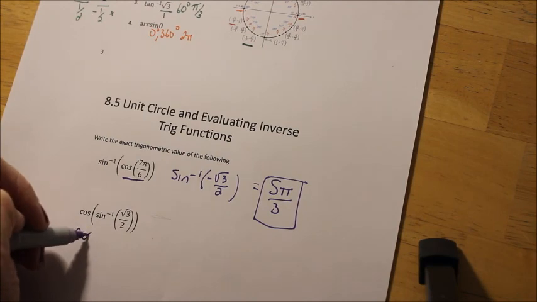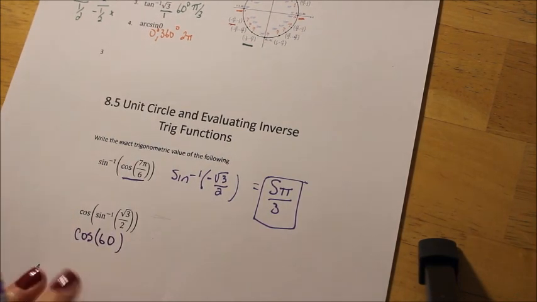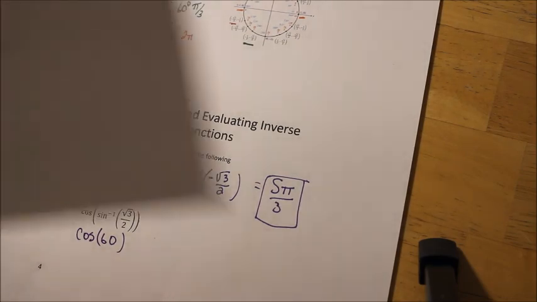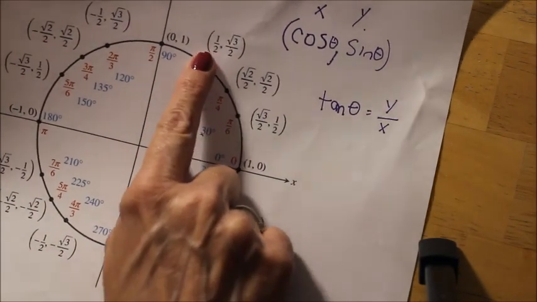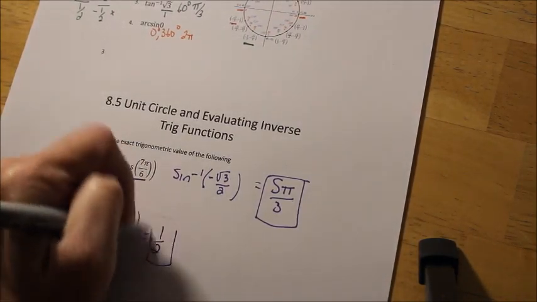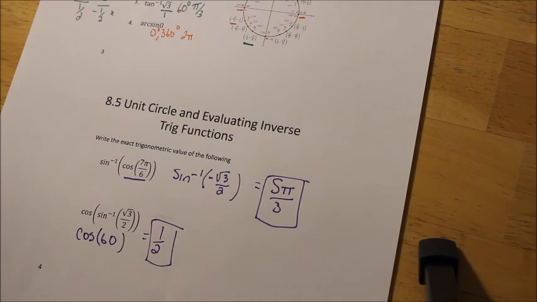So now I'm going to say the cosine of 60 degrees. I just replaced that, and now remember cosine is your x. So now I'm going to go back and go 60 degrees. What's the x? 1/2. And there you have it, guys. And that is 8.5.